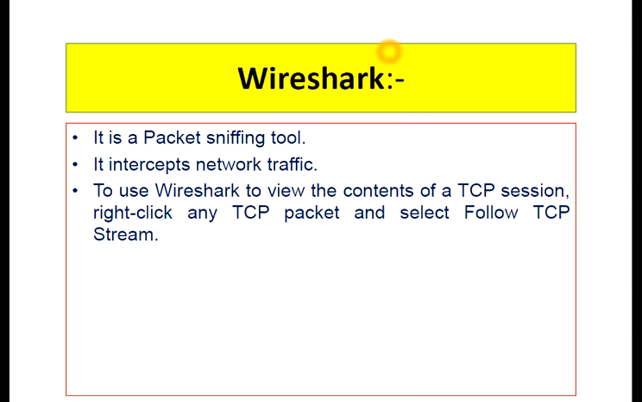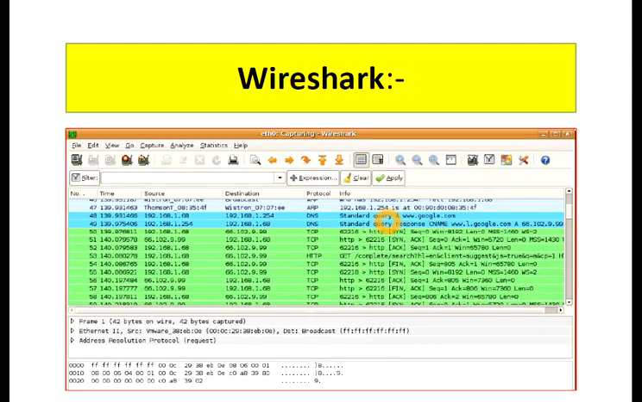Then we again have Wireshark, and this is one of the famous packet sniffing tools, and it intercepts network traffic. To use Wireshark to view the contents of a TCP session, you just right click on any TCP packet and select Follow TCP Stream. So again, Wireshark is a packet sniffing tool. I'm giving you an overview, and believe me, these are very easy to use. You can just make a Google search and go through the instructions to install it and to see how it works. So you will find a window like this.